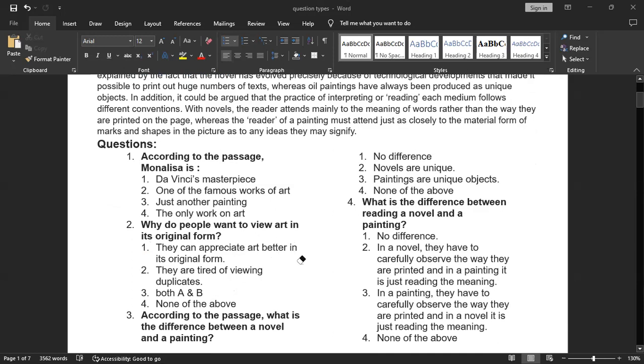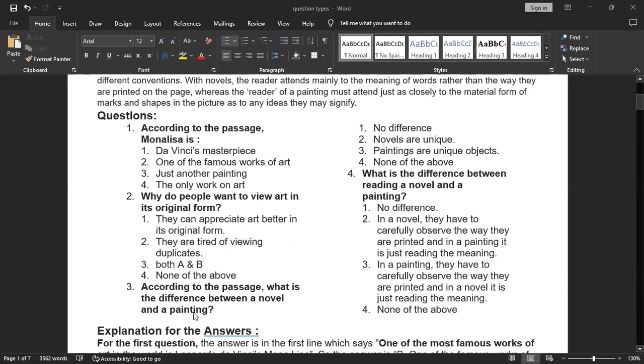They can appreciate art better in its original form. They are tired of viewing duplicates. Both A and B. None of the above. A. Okay. One. According to the passage, what is the difference between a novel and a painting? No difference. Novels are unique. Paintings are unique objects. None of the above.